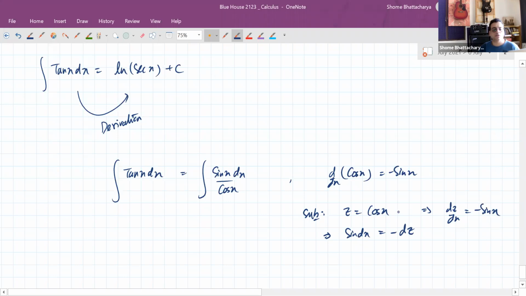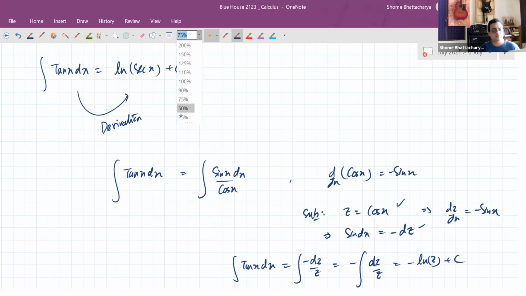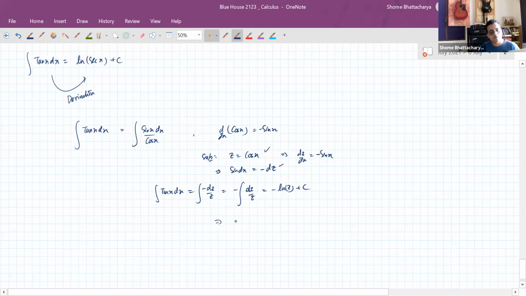So now substituting these two, integral tan x will become minus of dz by z. That minus sign is just a minus one constant kind of thing, so we bring it outside. So it becomes minus ln z plus c. So further, that becomes minus of ln cos x plus c. Now use the property of ln that any coefficient outside comes inside as a power.